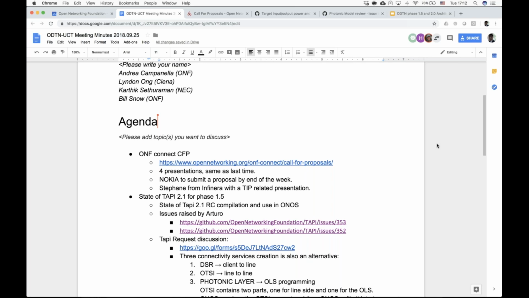Okay, that's fine. Then maybe I'll send it out again to you and a few other folks and ask you to try it out, because it seems that at least on my environment it works. So I was wondering if it enabled you to make any progress on updating TAPI to TAPI 2.1 in ONOS. Yeah, that's great. I'll try it as soon as possible.